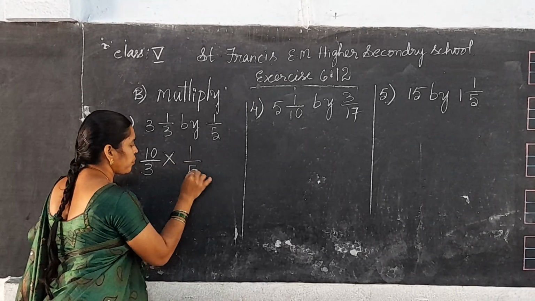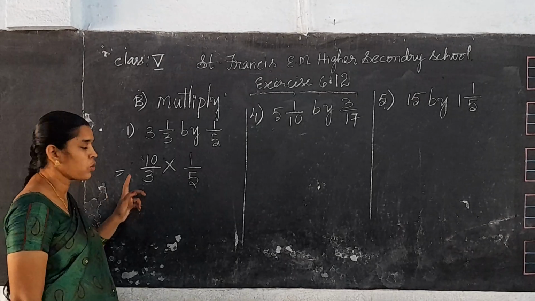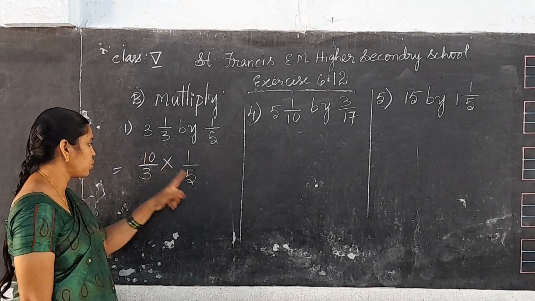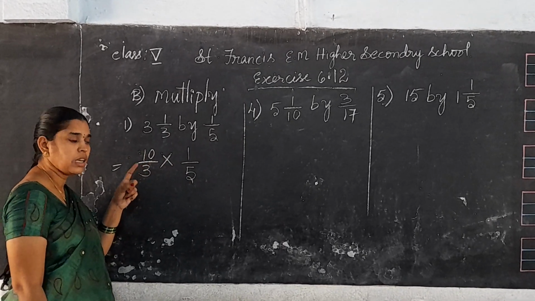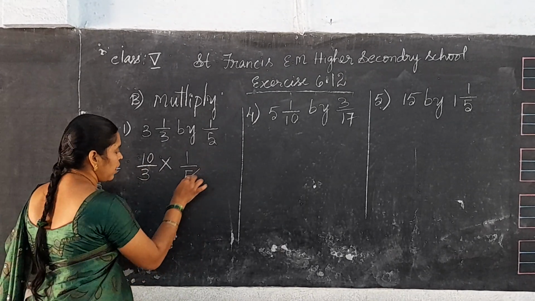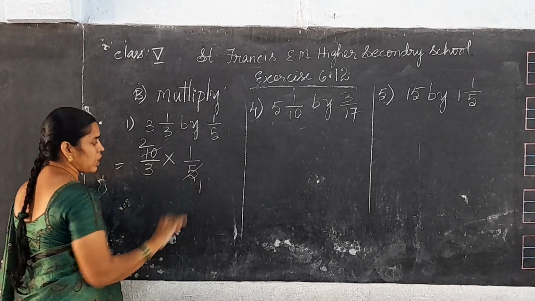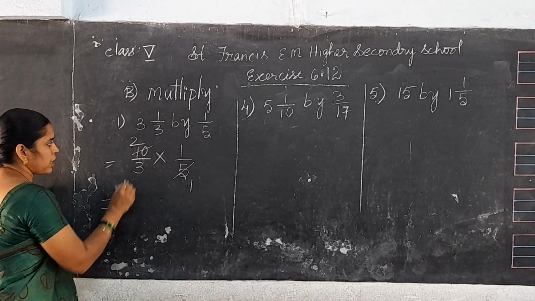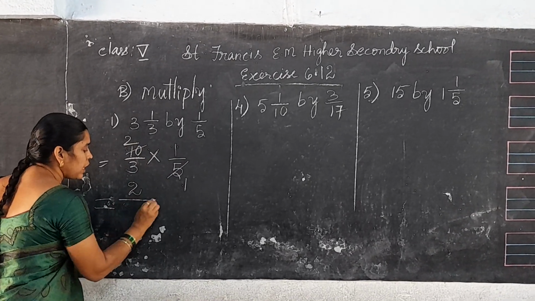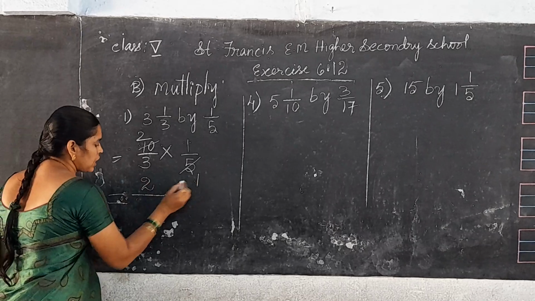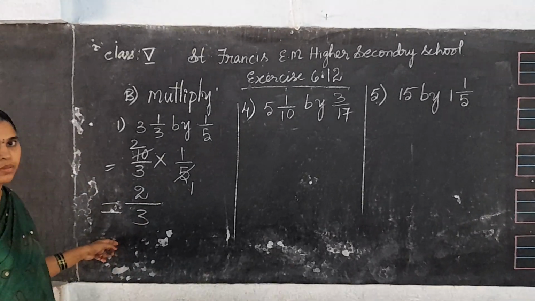1 by 5. Now check in these two numbers. Will any table go except 1? No. Then you check these two, 10, 5. Any table will go in these two numbers? Yes. What is that? 5 table. 5 1s are 5. 5 2s are 10. Now both are 1s, no need. Now you do multiplication, numerator into numerator. 2 1s are 2, we write that in the numerator. 3 1s are 3. So what is the answer? 2 by 3 is the answer.